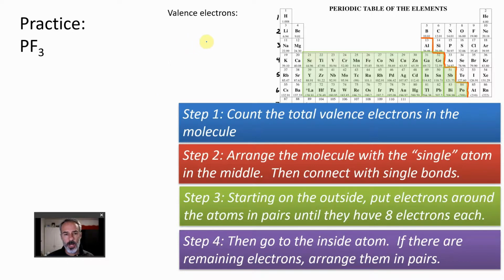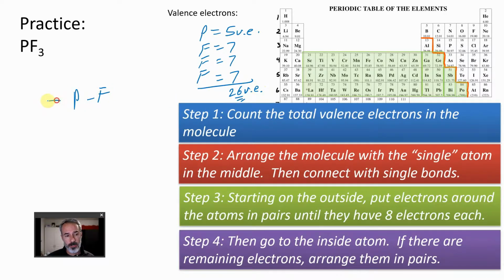All right, let me show you what I came up with. Phosphorus had 5 valence electrons. Each fluorine had 7. 7 times 3 is 21. 21 plus 5 is 26. Hey, there's a nice even number. Okay, I'm going to put phosphorus in the middle because it was the central atom.